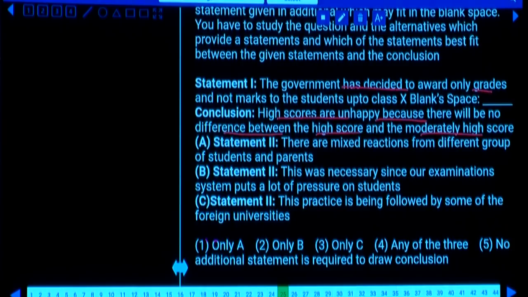And there are mixed reactions from different people. Do we require this one? And this is what we are talking about, the after effects of this. And this was necessary. Is he talking about any necessity? And this practice is being followed by some other foreign universities? Done. Hence, no additional information is required. That is choice 5.